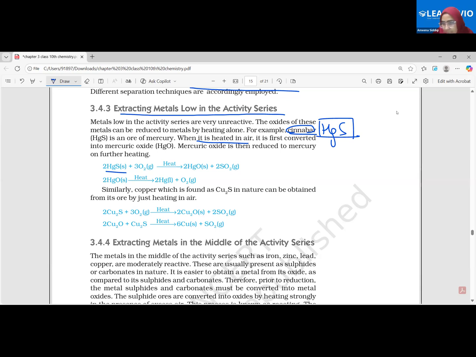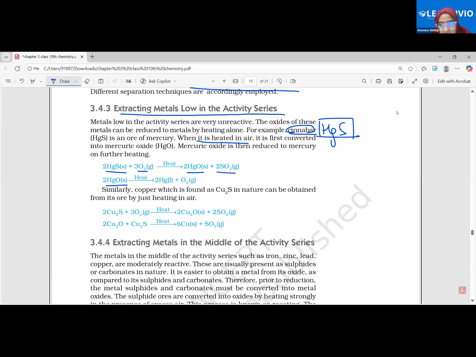Okay? So 2HgS, that is the ore of mercury, a sulfide ore. At any cost, we will first have to change it to the oxide ore. How can we change it to the oxide ore? By heating in the presence of oxygen. So 2HgS plus 3O2, on heating, will give us oxide of mercury plus sulfur dioxide.